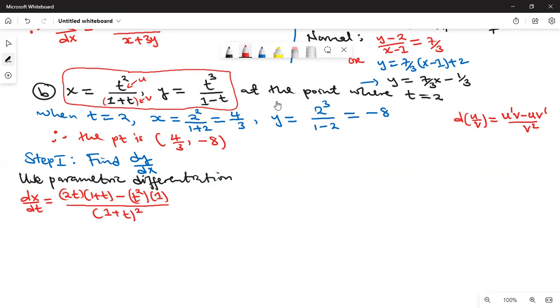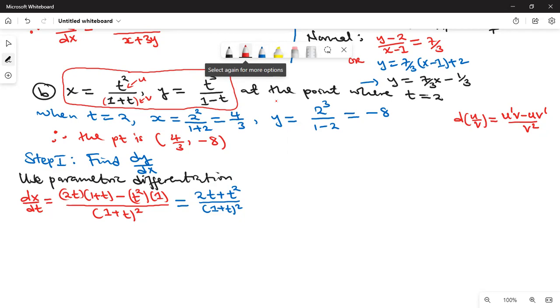If I simplify, what will I get? In the numerator, we'll be having 2t plus 2t squared minus t squared. So that's the same as 2t plus t squared, over 1 plus t, squared. If I simplify that further, 2t plus t squared is the same as t outside times 2 plus t. Well, let me just leave it as that.